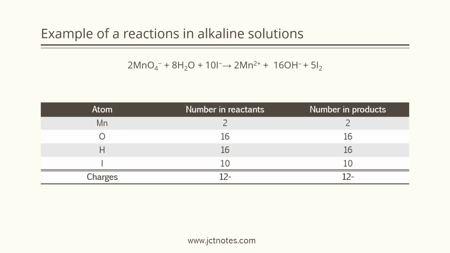When the equation is balanced, remember to check that the atoms and charges are balanced. You can check that in each side of the equation we have 2 atoms of manganese, 16 atoms of oxygen, 16 atoms of hydrogen, 10 atoms of iodine and 12 negative charges.